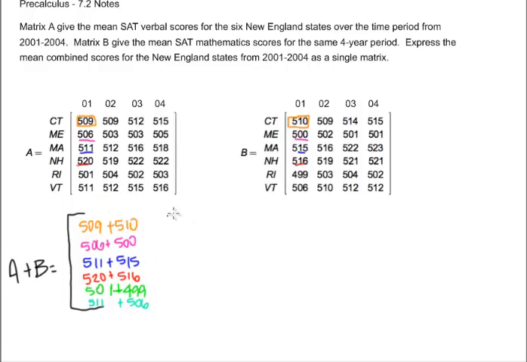I'll just fill all the rest of those in purple. So there's my first row, first column. So first row, second column would be 509. And then 503 plus 502. And so we're just going to fill all these in.